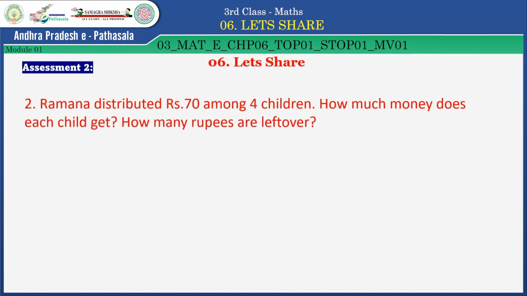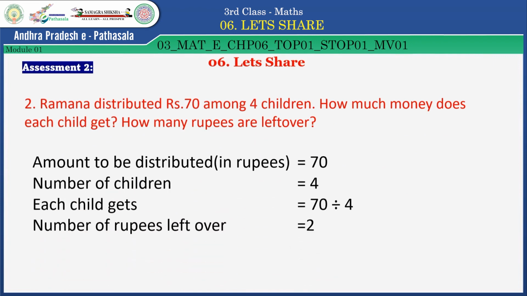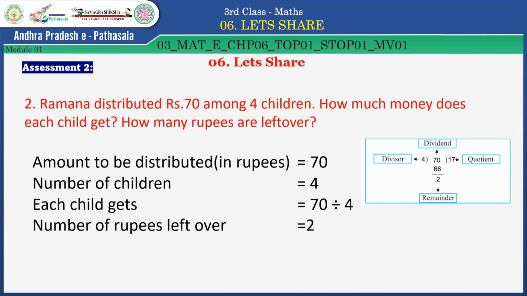See the second problem. Ramana distributed 70 rupees among 4 children. How much does each child get and how much is left over? The amount to be distributed is 70 rupees and the number of children is 4. Each child gets 70 divided by 4. Clearly here 4 is the divisor and 70 is the dividend. In the 4 table, 4 17s are 68 and the remainder is 2. That is, each child gets 17 rupees and 2 rupees are left over.